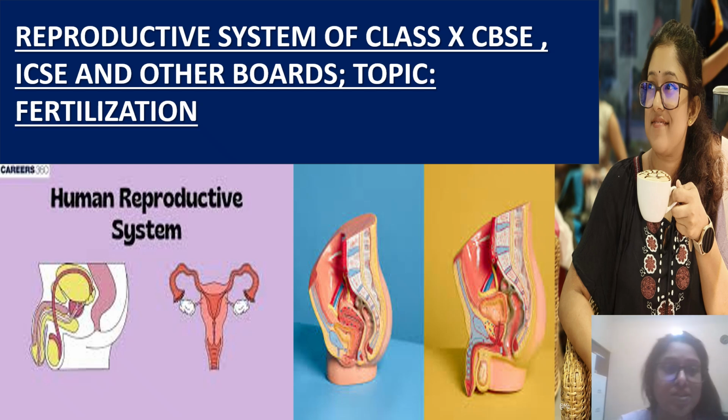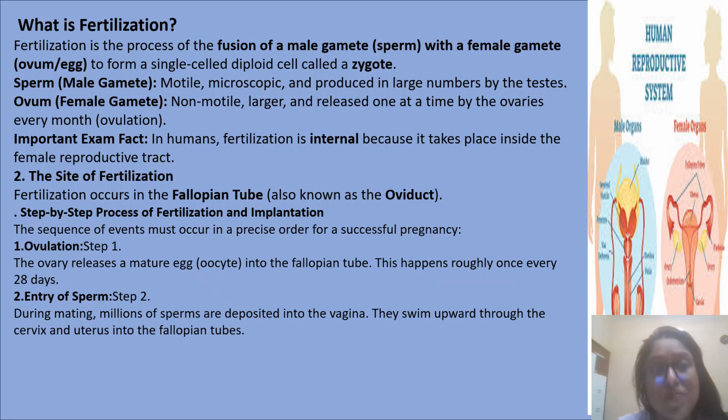Topic: Fertilization, Unit: Reproductive Systems. What is fertilization? Fertilization is the process of fusion of a male gamete with a female gamete to form a single diploid cell called a zygote.